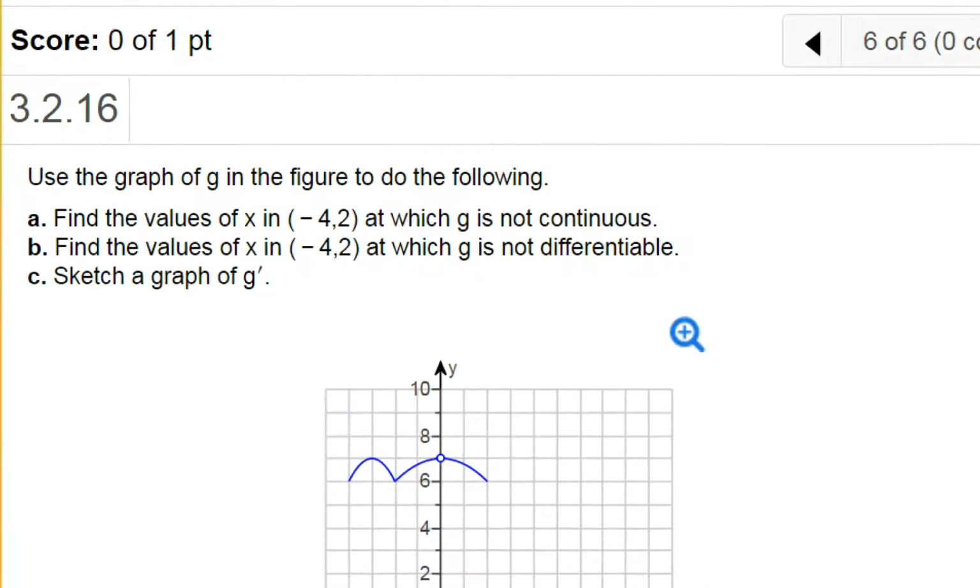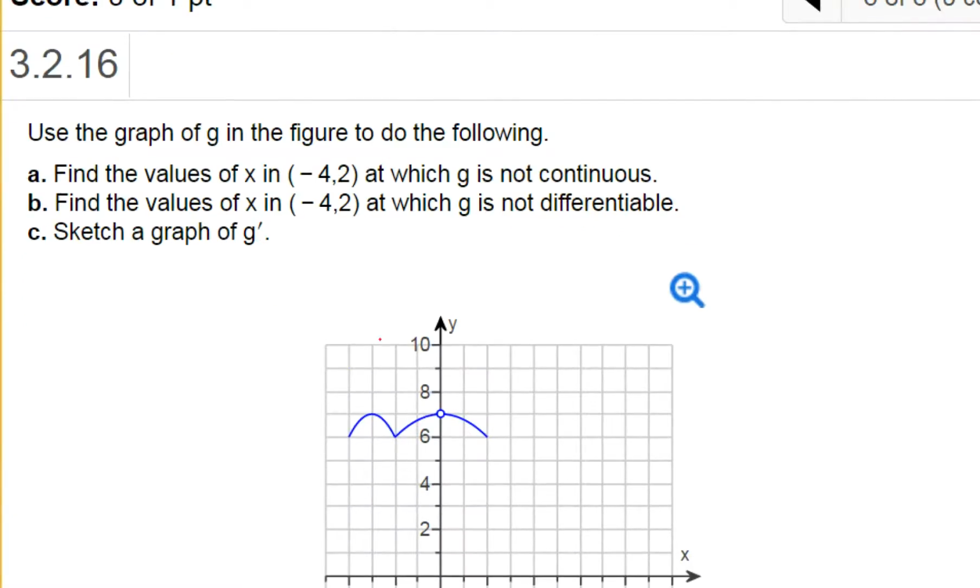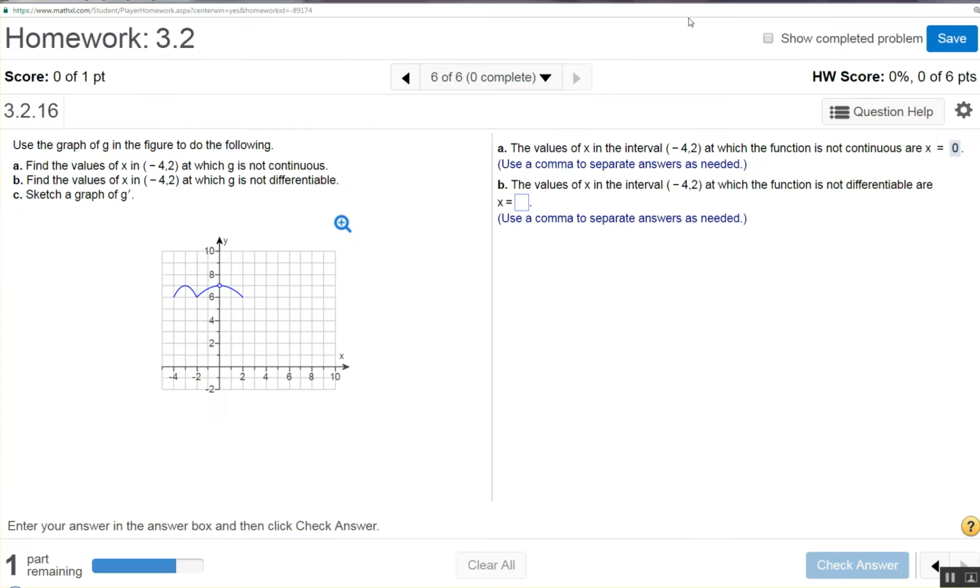Let's take a look at this problem. The first part is, for this given function g, we need to identify the x value at which this function is discontinuous. It is not difficult to see there's a hole here. Therefore, the function is discontinuous right at this point when x is equal to 0. So I just type in x equals 0 for this problem.